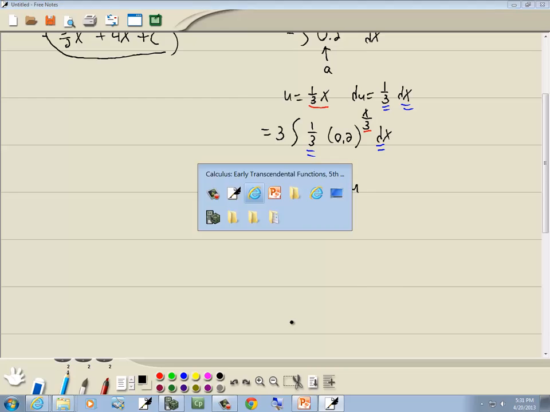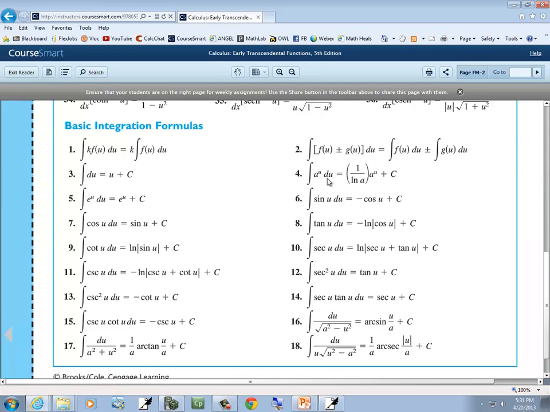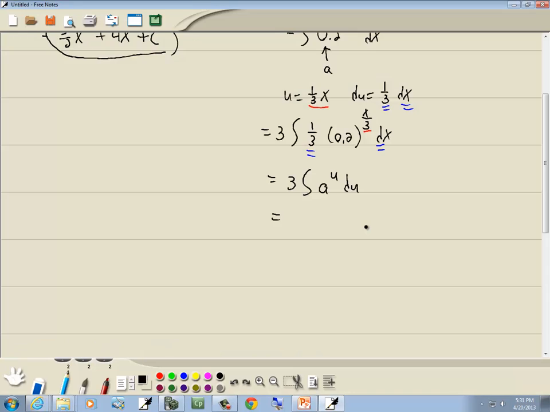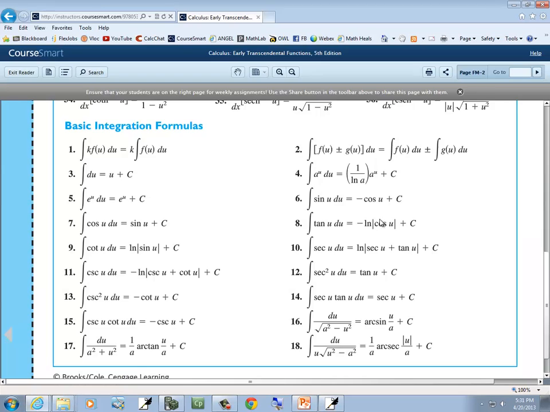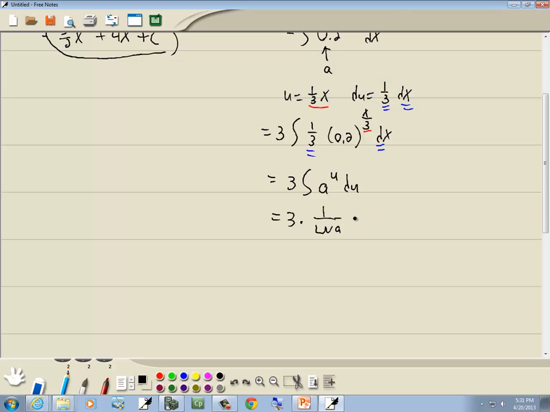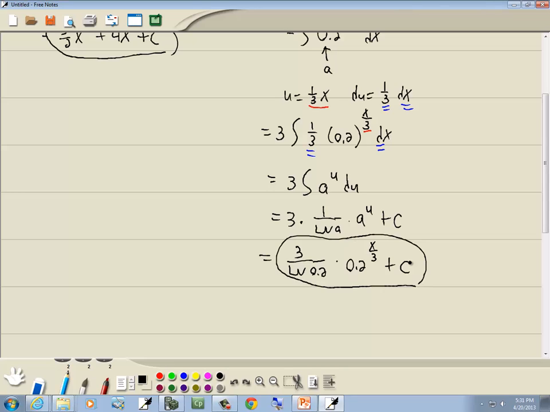Now if I go look at this, a to a power, a to the u, that's 1 over natural log of a, times a to the u. 3 stays out in front, so 3 over natural log of a, which was 0.2, times a, which was 0.2, to the u power, and u we said was x over 3, plus c. And that's our answer.